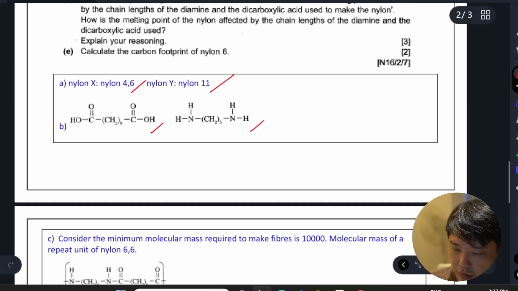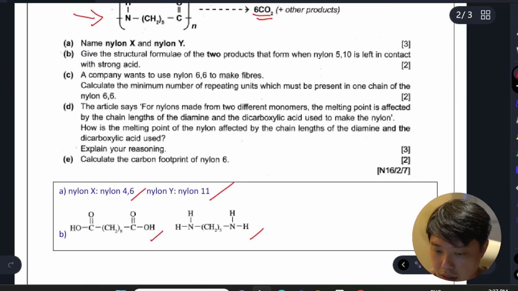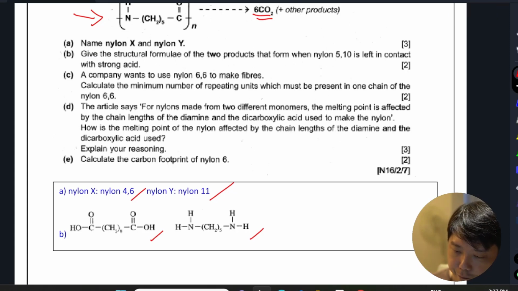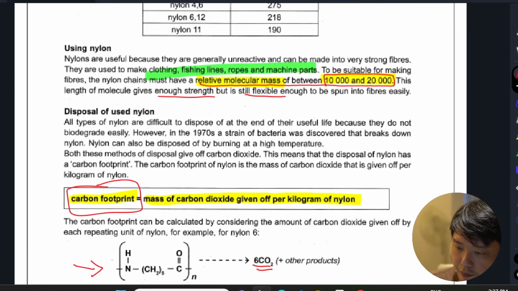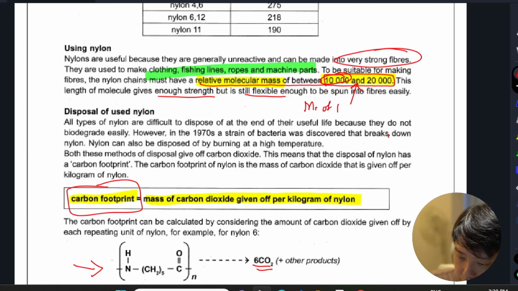All right, so let's move on to part C. Company wants to use nylon 66 to make fibers. Calculate the minimum number of repeating units which must be present in one chain of the nylon 66. Okay, so nylon 66, you want to make fibers, right? Remember, if you want to make fibers, you need to have at least this number of relative molecular mass. So let's go with the smaller number, the minimum, 10,000. MR minimum, MR of 10,000.